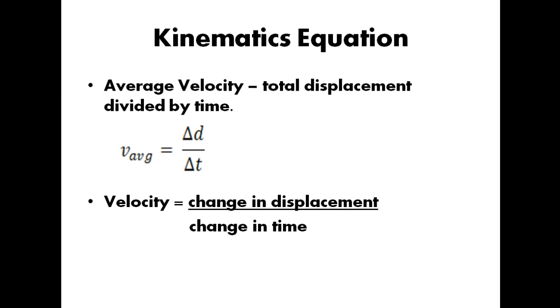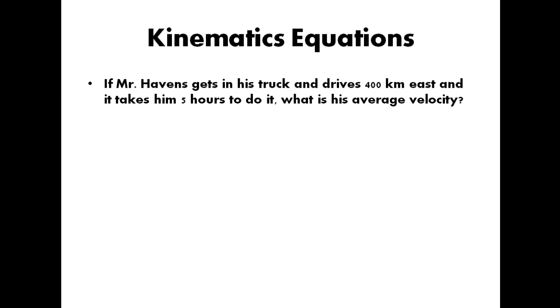So now we're going to have an example problem, and it's going to show how we would use this. If Mr. Havens gets in his truck, drives 400 kilometers east, it takes him 5 hours to do it, what is his average velocity? Like the method I showed you called the guess method, we write down our givens. Displacement is 400 kilometers. Time is 5 hours. Our unknown is we want to know the average velocity.